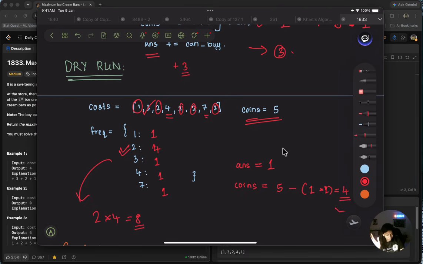But I only have 4 rupees, right? So I'm going to check in 4 rupees, how many ice creams of cost 2 can I buy? And this gives me 2. So I will add 2 ice creams here.